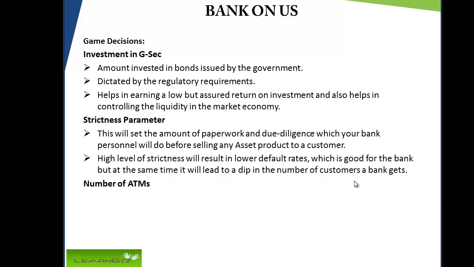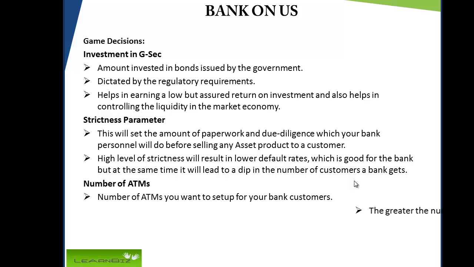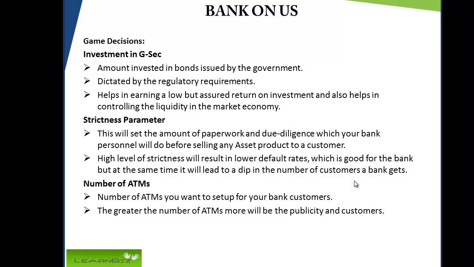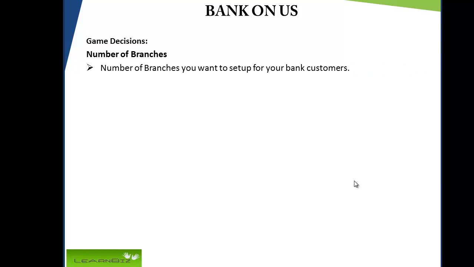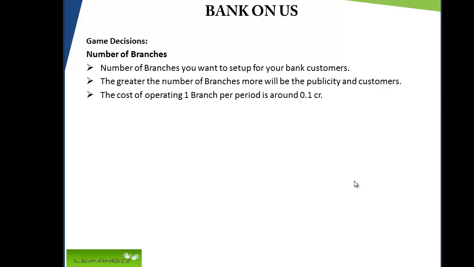Number of ATMs. The number of ATMs you want to set up for your bank customers. The greater the number of ATMs, the more will be the publicity and customers. The cost of operating one ATM per period is around 0.01 crore. Number of branches. The number of branches you want to set up for your bank customers. The greater the number of branches, the more will be the publicity and customers. The cost of operating one branch per period is around 0.1 crore.